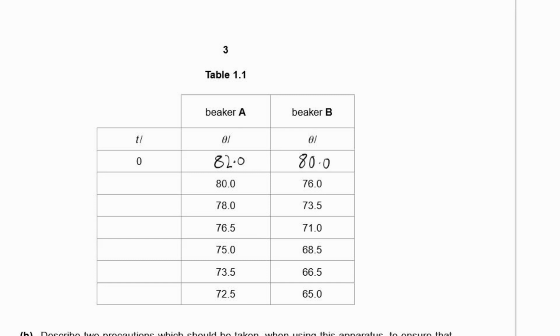You don't have to put the 0.0 here. The only reason I have is because some of them have a half a degree put in there as well to show what they're trying to read to. But you'd be fine putting in 82 and 80 without putting the decimal point.